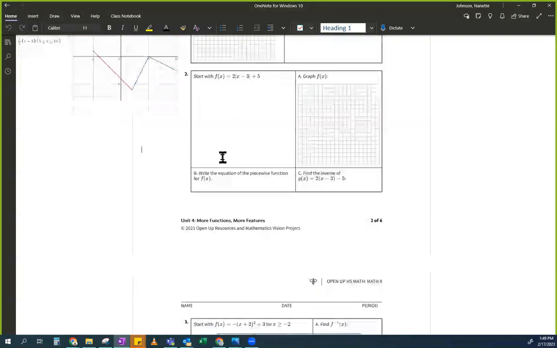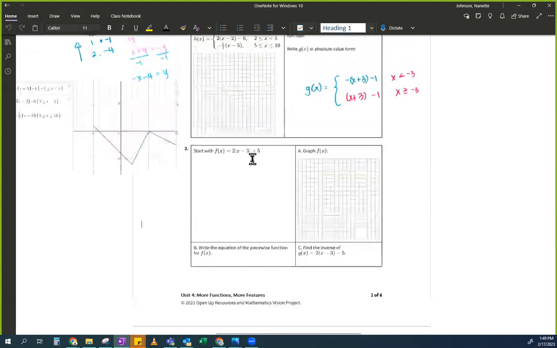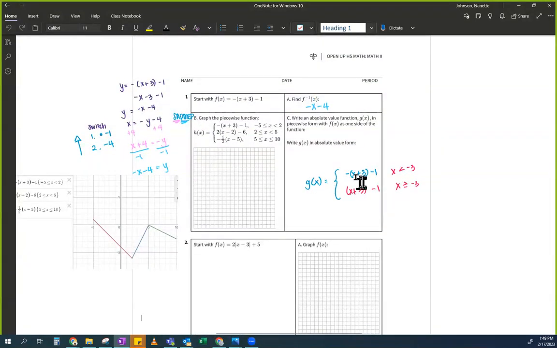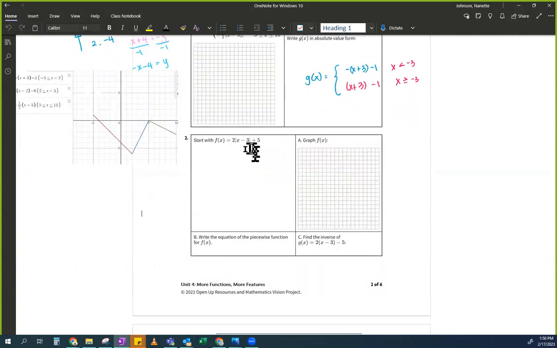All of the rest of these problems just have you start in a different place and then get all the things that we want. So they want you to be able to go from absolute value to piecewise, or over here from piecewise to absolute value, or from a piece to a piecewise. Here they're making you go from absolute value to piecewise and then find the inverses of those. So I think you guys are all comfortable with this.